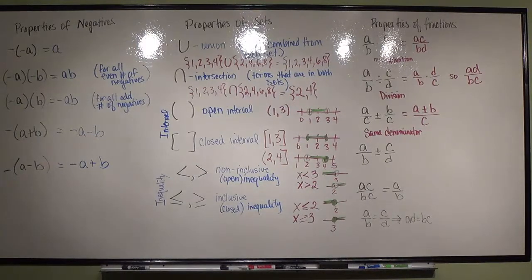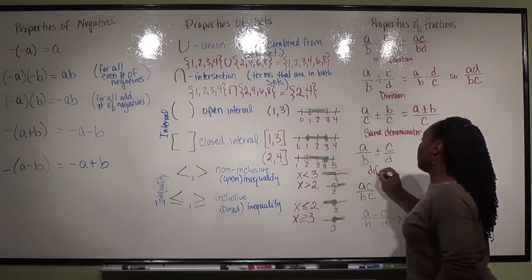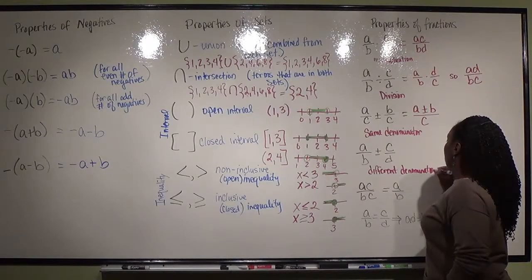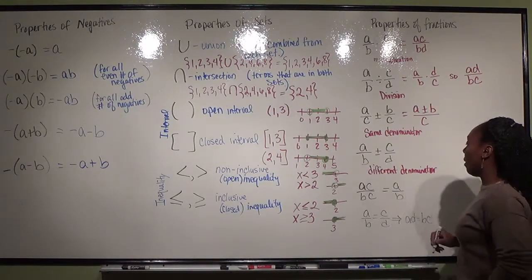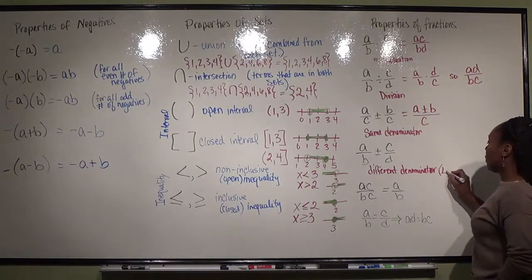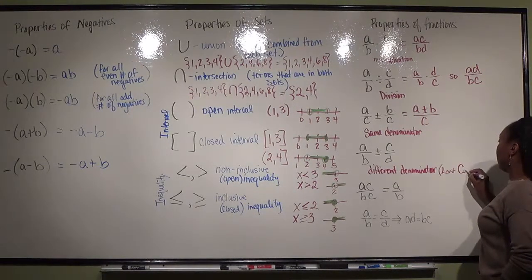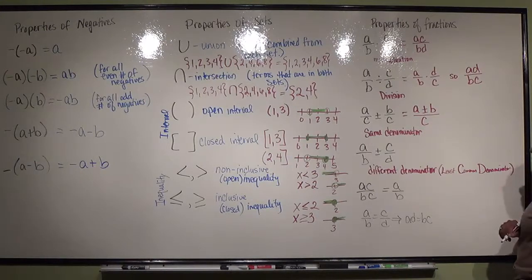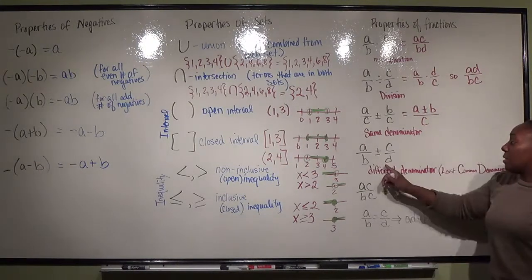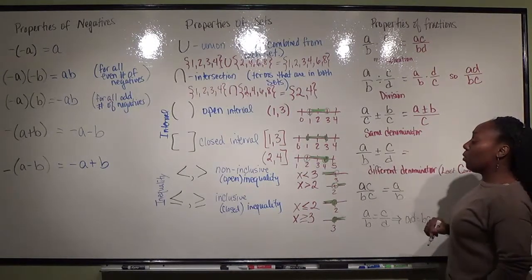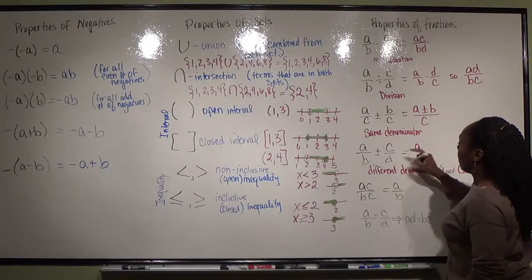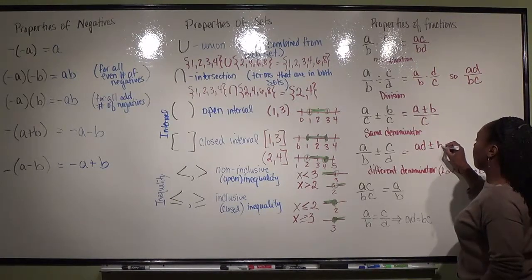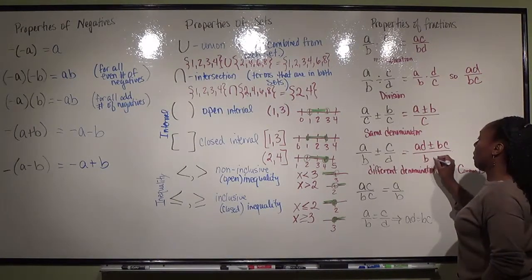If I don't have the same denominator, then what we're going to do is use your LCD, which you may or may not remember. LCD stands for least common denominator. The long way to get that LCD is what we'll do here, and that's just, I'm going to multiply by the other denominators. So in this case, I'm going to multiply by d. Here I'm going to multiply by b. And put it over that common denominator.